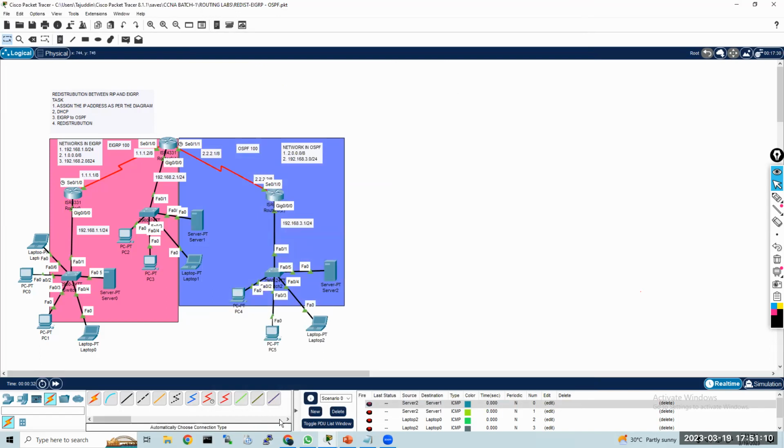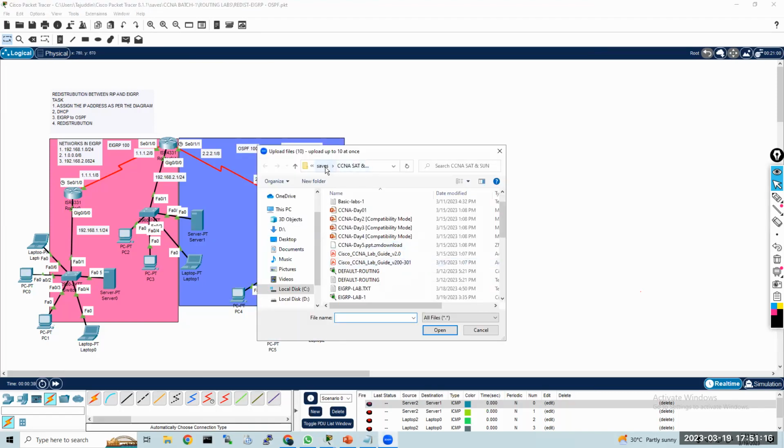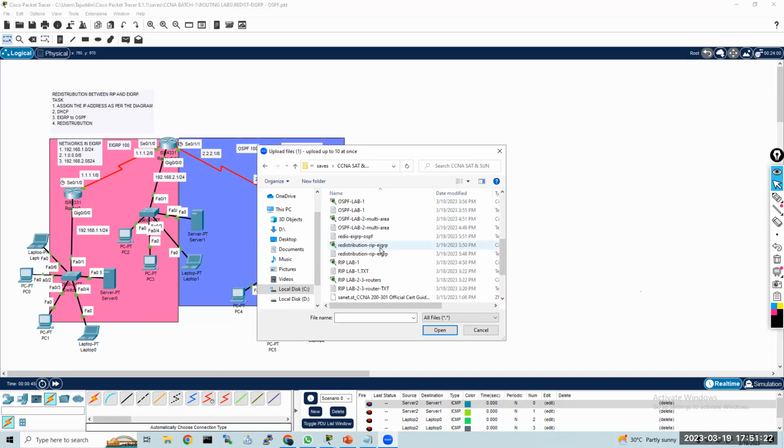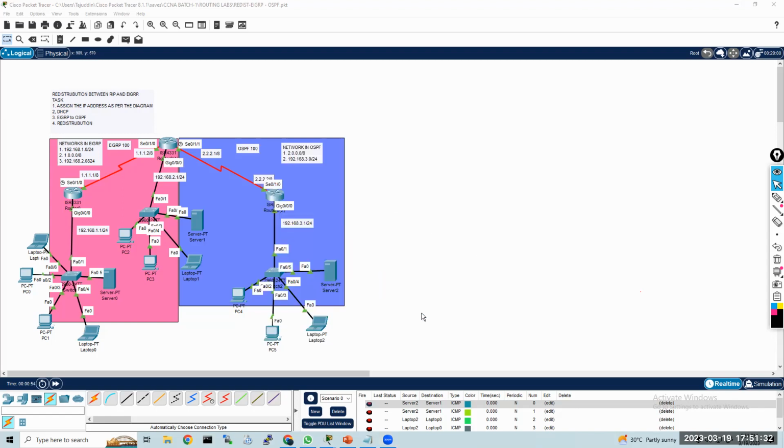Okay, so let me share this one as well. This lab I have not done for you, but just try to do it yourselves, guys. If you are unable to do it, we'll do it. This is the command that I shared with you.